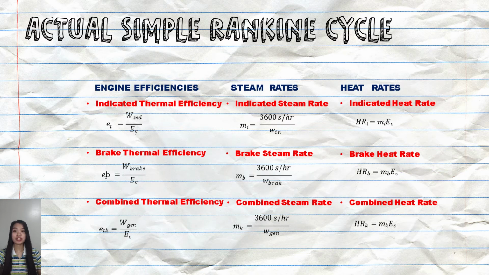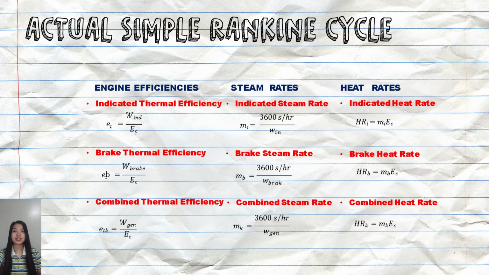Under engine efficiencies is the indicated thermal efficiency, where work indicated over energy chargeable. Next, the brake thermal efficiency is equal to brake work over energy chargeable. And the last one, combined thermal efficiency, is equal to work generated over energy chargeable.